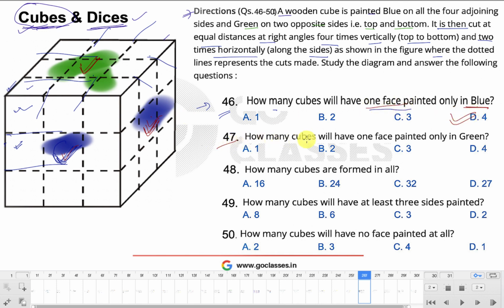Question number 47. How many cubes will have 1 face painted only in green? So 2 faces, right?